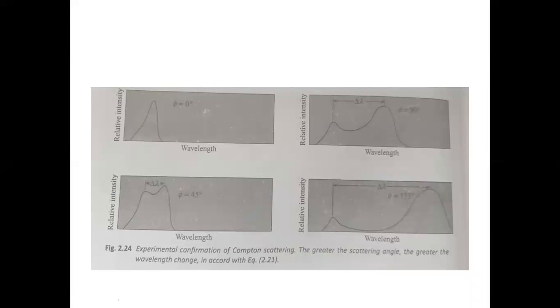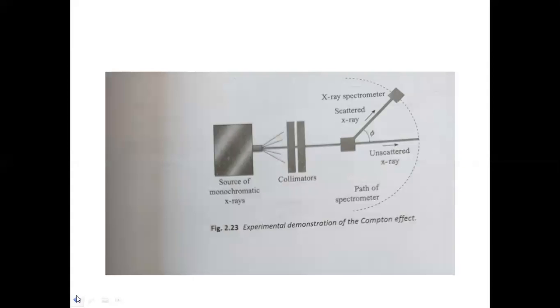But at each angle, the scattered X-rays also include many that have the initial wavelength. This is not hard to understand. Like here, it has the initial wavelength. Here, it also has the initial wavelength. So this is not difficult to understand.